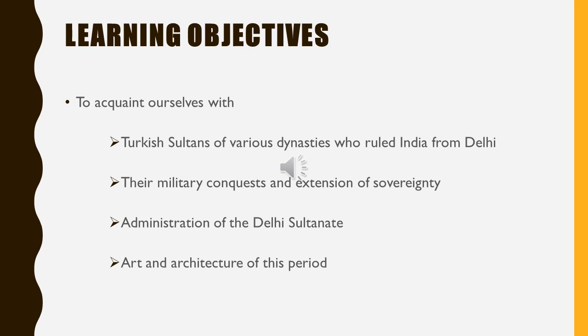Then the administration of the Delhi Sultanate, that is, how they ruled the country. Then the art and architecture of this period. So the learning objectives are to acquaint ourselves with the Turkish Sultans of various dynasties who ruled India from Delhi, their military conquest and extension of sovereignty, then the administration of the Delhi Sultanate, then the art and architecture of this period. You are going to learn these topics from this lesson.